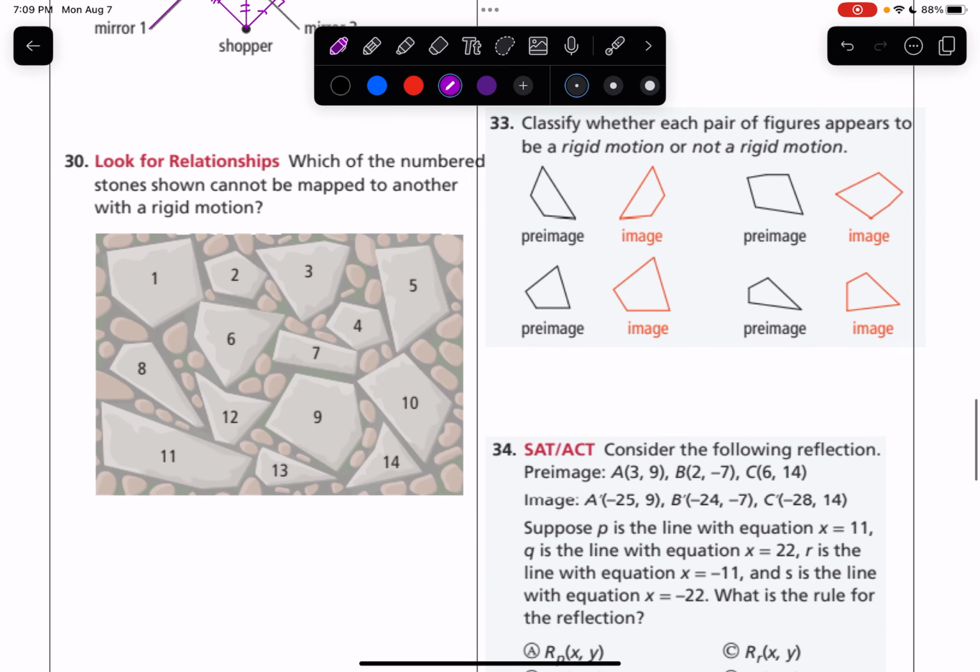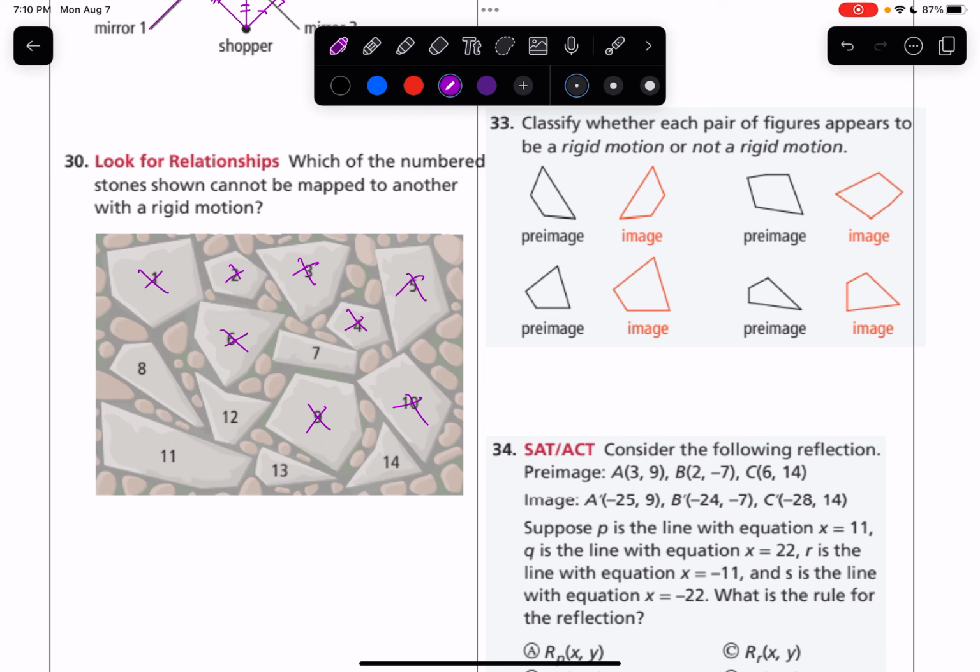Number 30, which of the numbered stones shown cannot be mapped to another with a rigid motion? So we're being asked which of these stones does not have a buddy. If we look at these and try to find pairs, I see that number 1 and number 9 are the same, so those are out. Number 2 and number 4 are the same, so those are out. Number 3 and number 6 are the same. Number 5 and number 10 are the same. And 6 we already got.